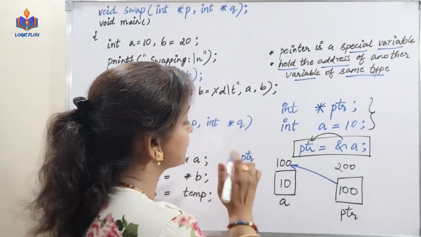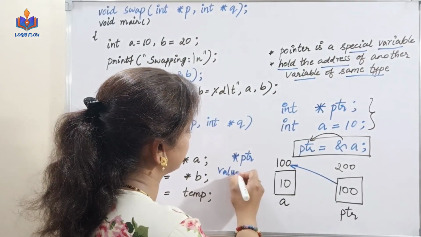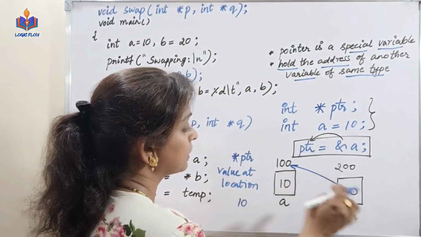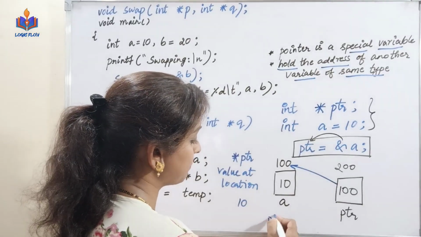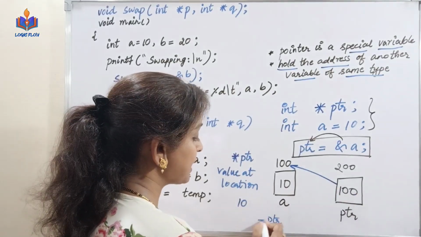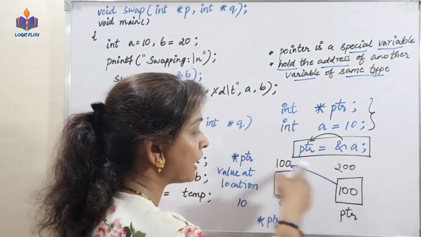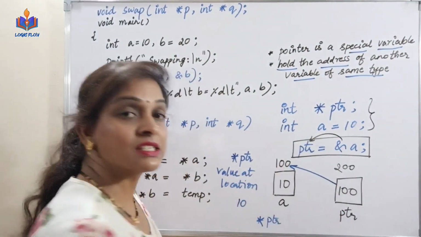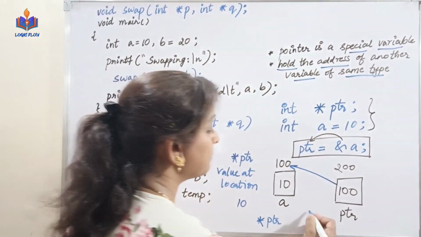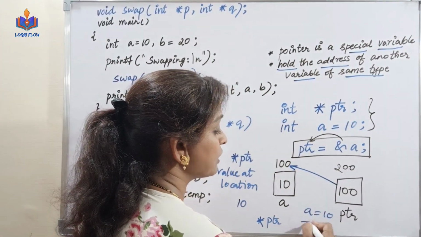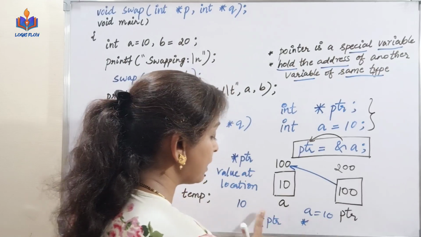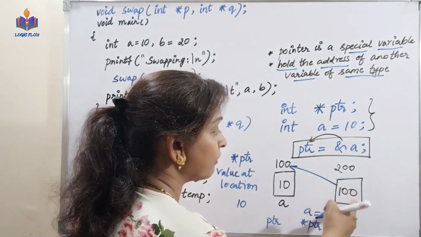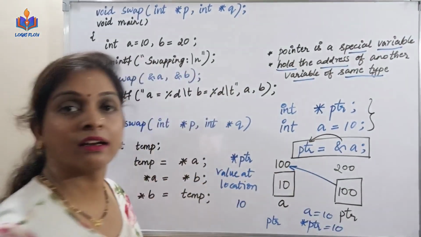Asterisk represents value at location, value at the address. If I just say ptr, it is 100. When I say asterisk ptr, it means the value at that location. ptr is pointing to 100. What is the value at that 100? It is 10. If I simply print a, I get 10. If I simply print ptr, I get 100. If I print asterisk ptr, the value at the location, again it is 10.